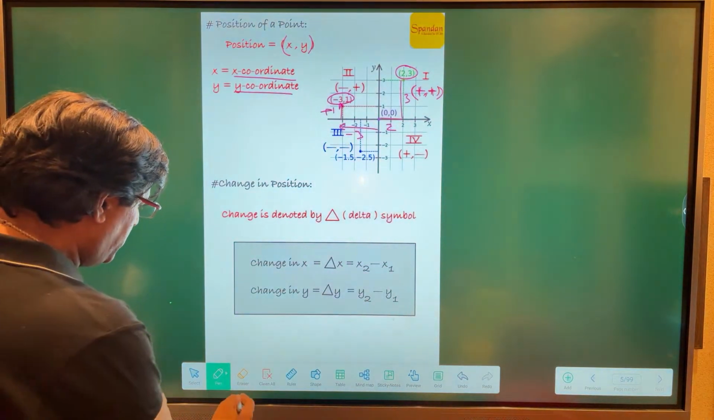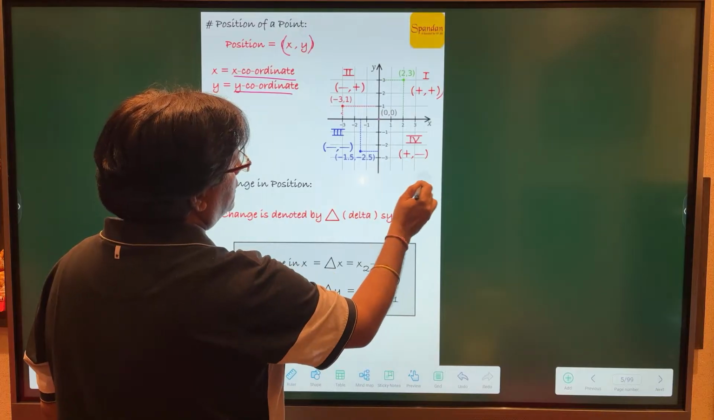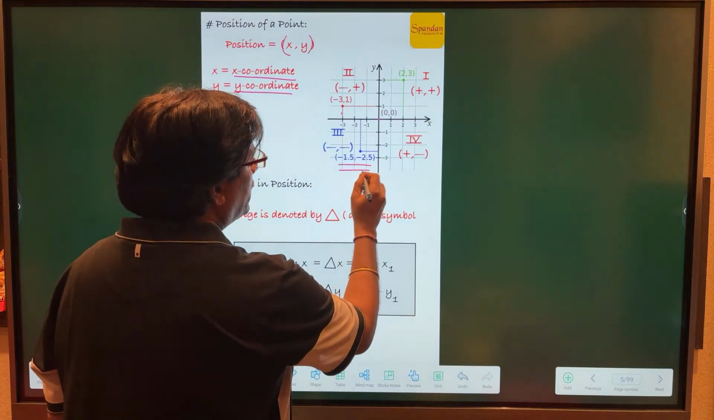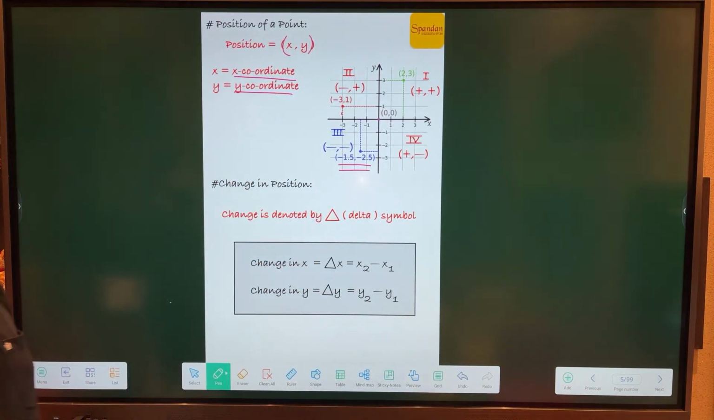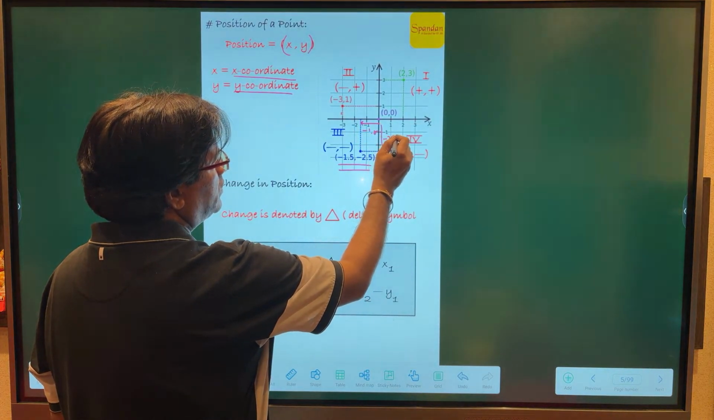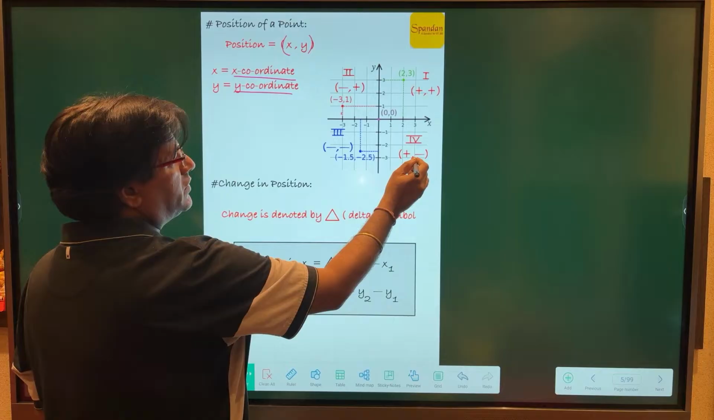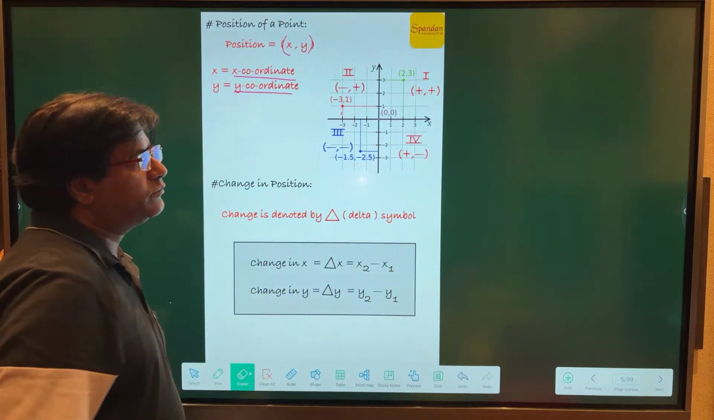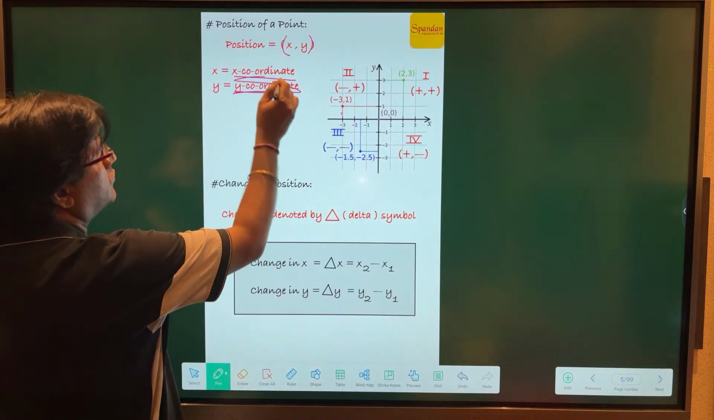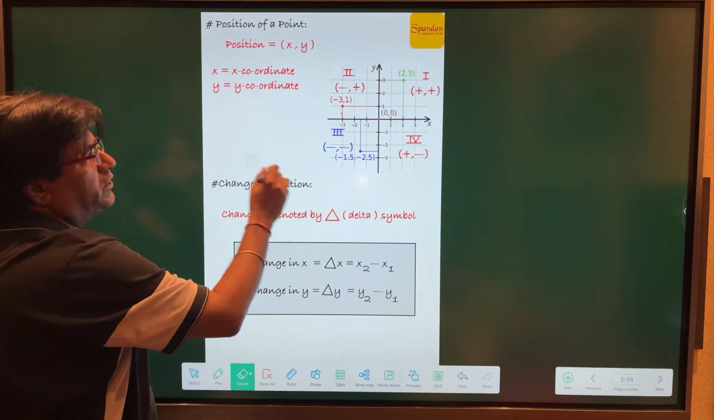So similarly we can reach the third point, say (-1.5, -2.5). Here both will be negative. That means minus 1.5 to the left and minus 2.5 downwards. So this will be the point, right? In this case the fourth quadrant is there, where one is positive and the other negative. So this is how a position is plotted on a graph, right?